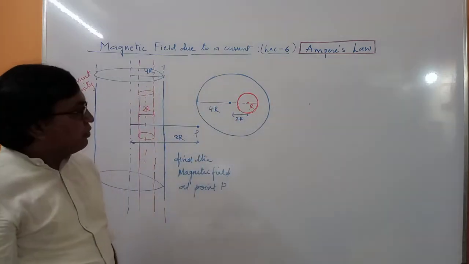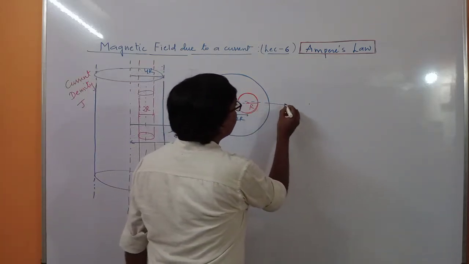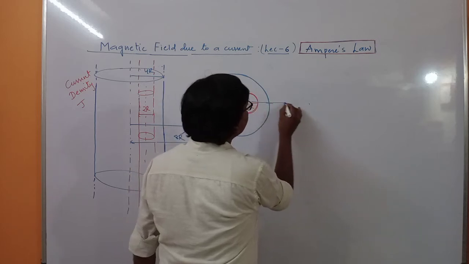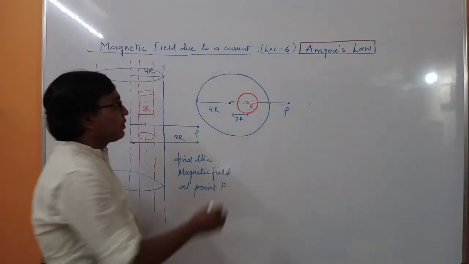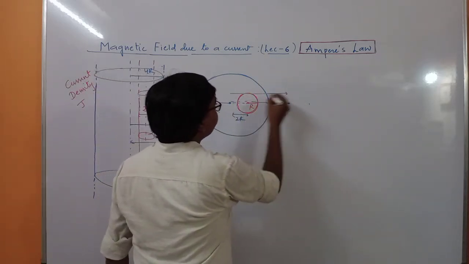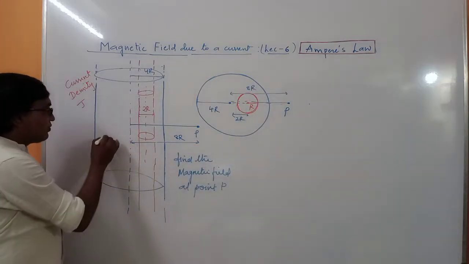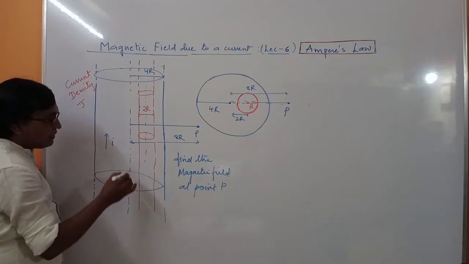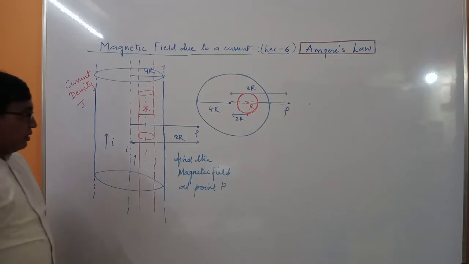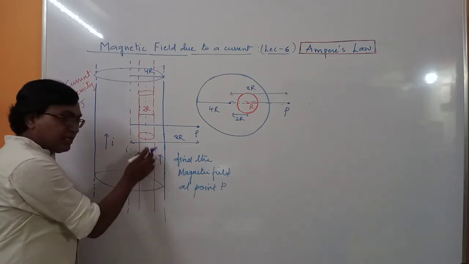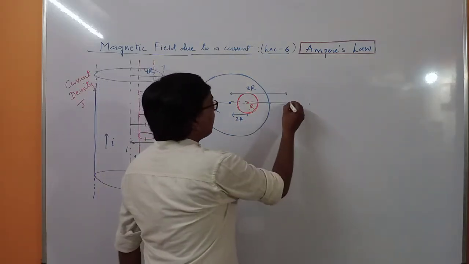So we need to find out the magnetic field at a distance of 8r from the axis of the cylinder, that is the center of the cylinder. So at point P, this distance is 8r. And we are assuming the current is flowing along this direction. So this is I, similarly I. This is the direction of current. Here there is no current flowing.